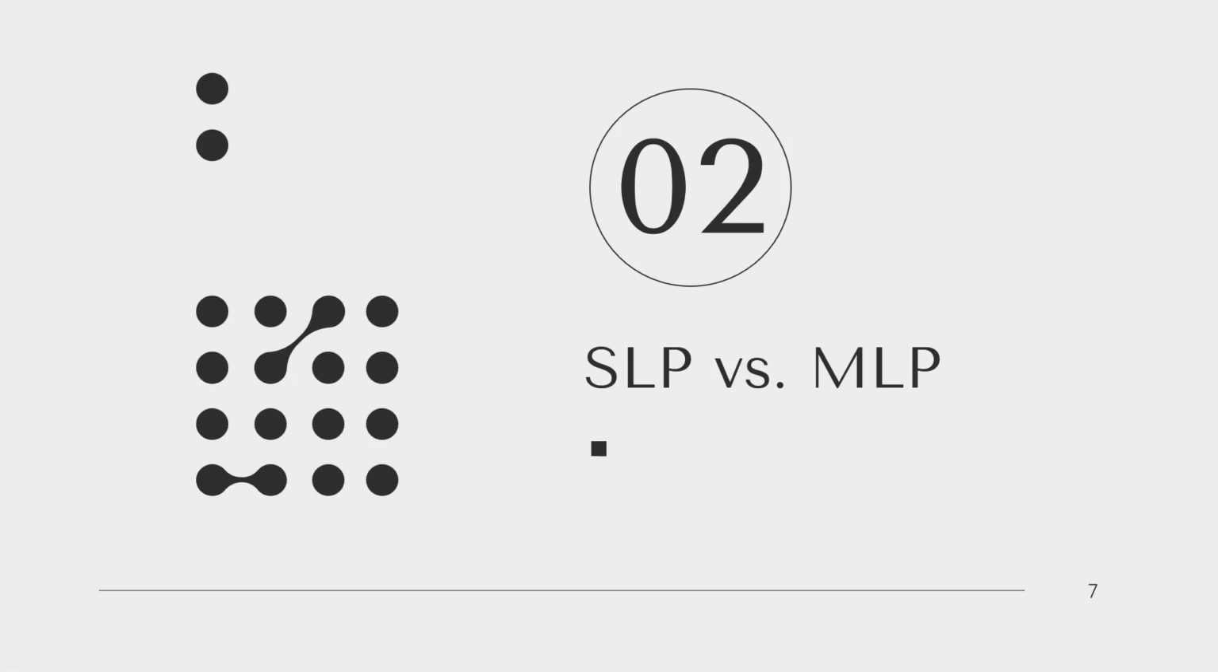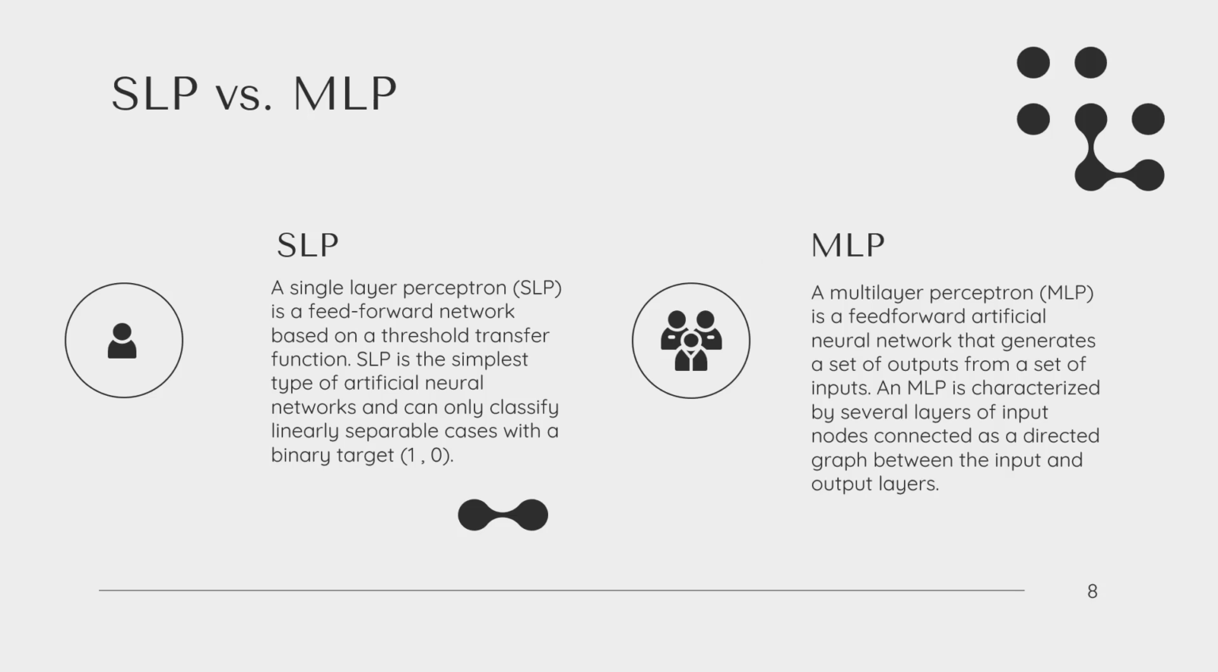Single-layered perceptron versus multi-layered perceptron. Before we proceed, here is a quick difference between single-layered perceptrons and multi-layered perceptrons. A single-layered perceptron is a feed-forward network based on a threshold transfer function. It is the simplest form of an artificial neural network and can classify linearly separable cases within a binary target of 0 and 1, whereas a multi-layered perceptron is a feed-forward artificial network that generates a set of outputs from a set of inputs. An MLP is characterized by several layers of input nodes connected as a directed graph between the input and the output layers.